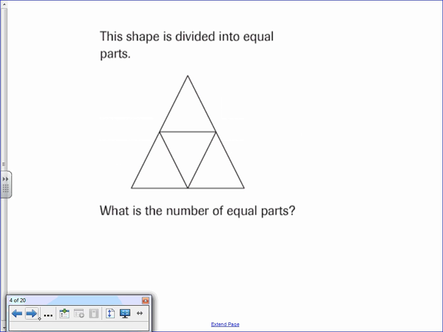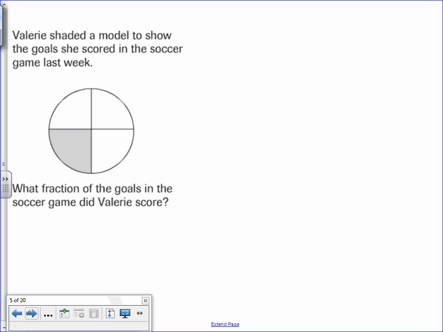This shape is divided into equal parts. What is the number of equal parts? How many equal parts in this shape? John? 4. Valerie shaded a model to show the goals she scored in the soccer game last week. What fraction of the goals in the game did Valerie score? Jojo. 1/4. Correct.